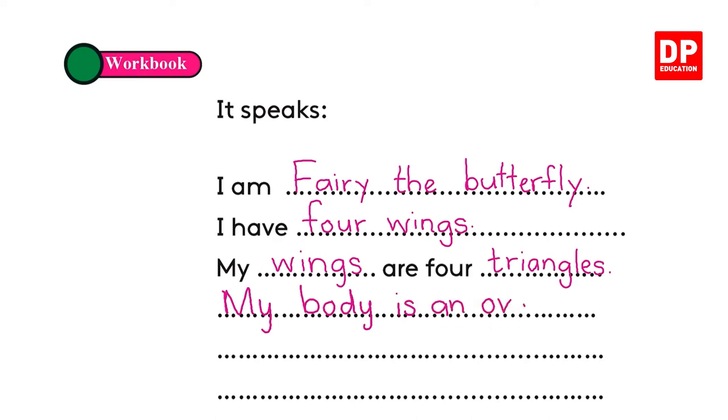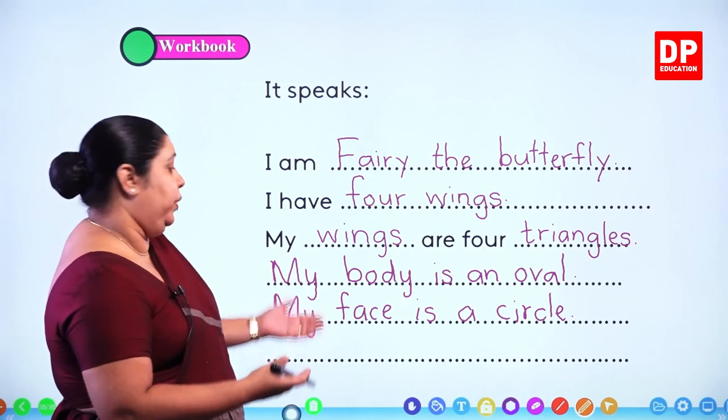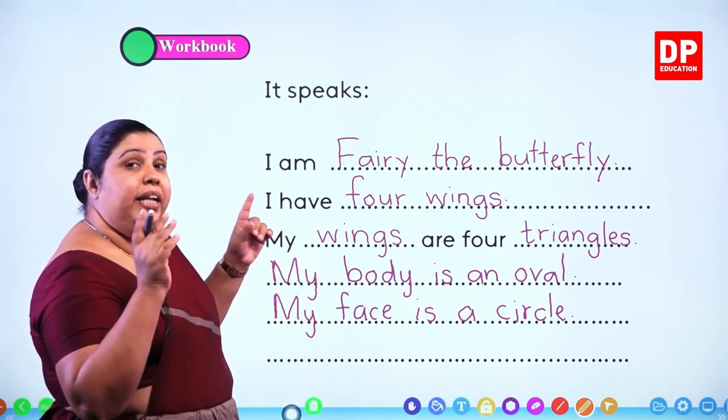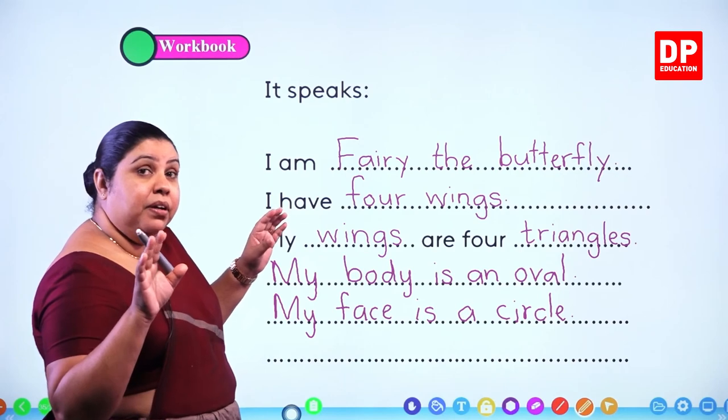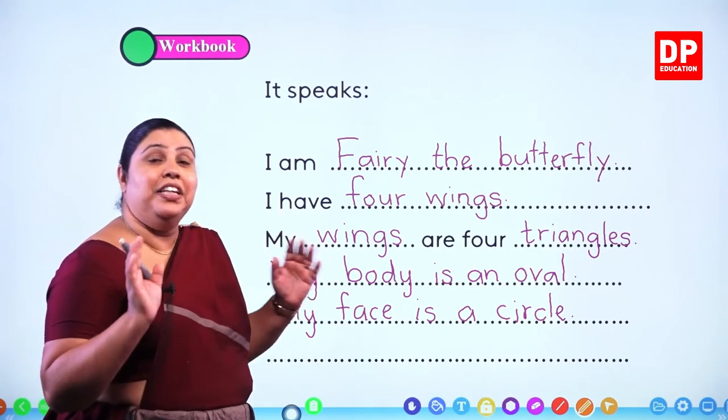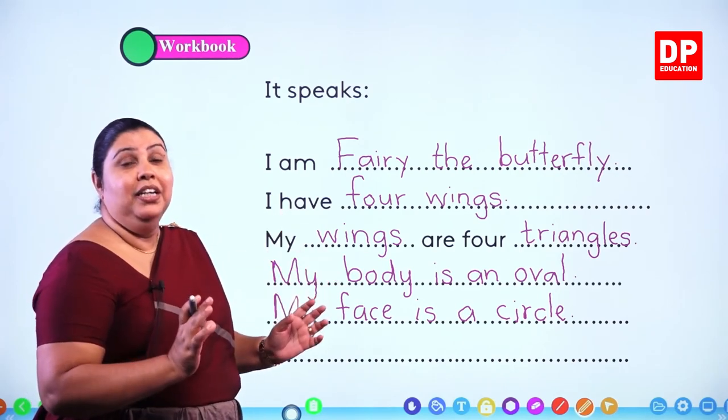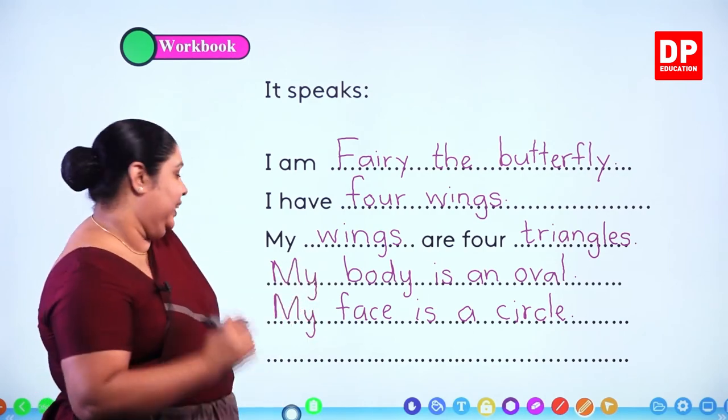We have to say oval starts with a vowel letter. We have to say my body is an oval. My face is a circle. Right? And then you can maybe finish, you can write some more. I have two antennas. My wings are colorful. So I will finish my description talking about my little butterfly like this.